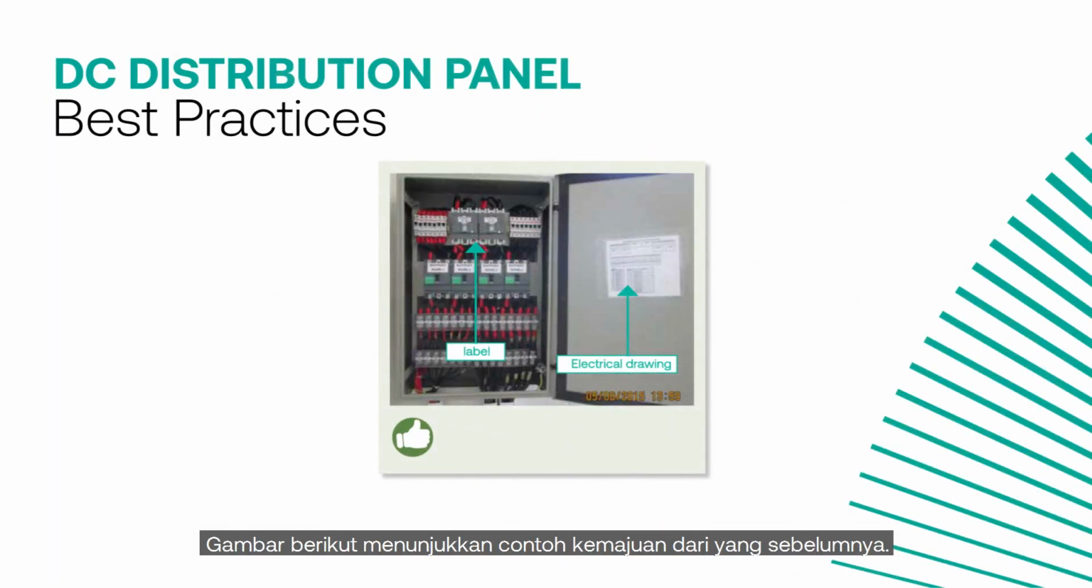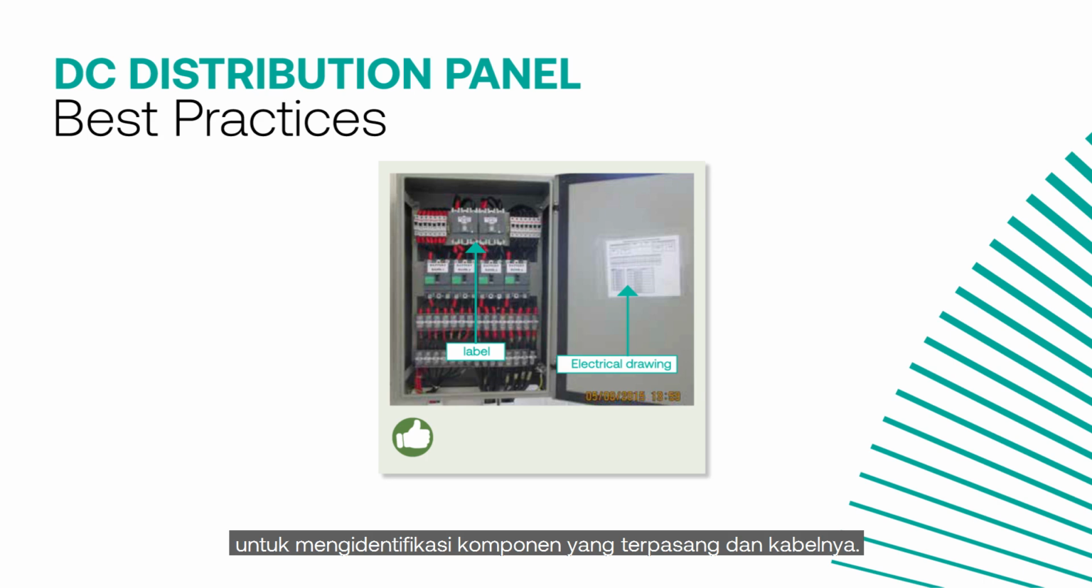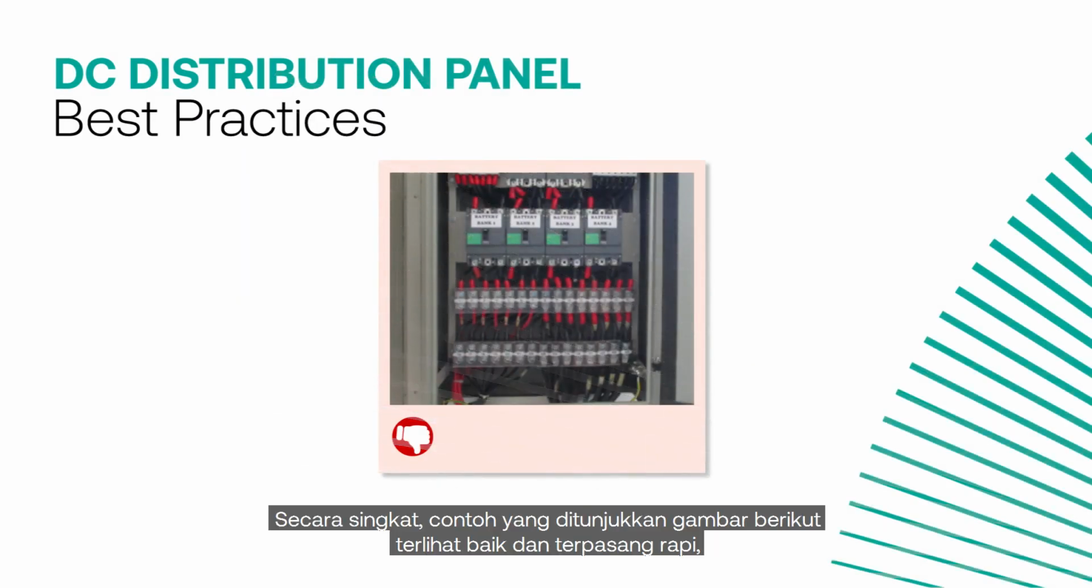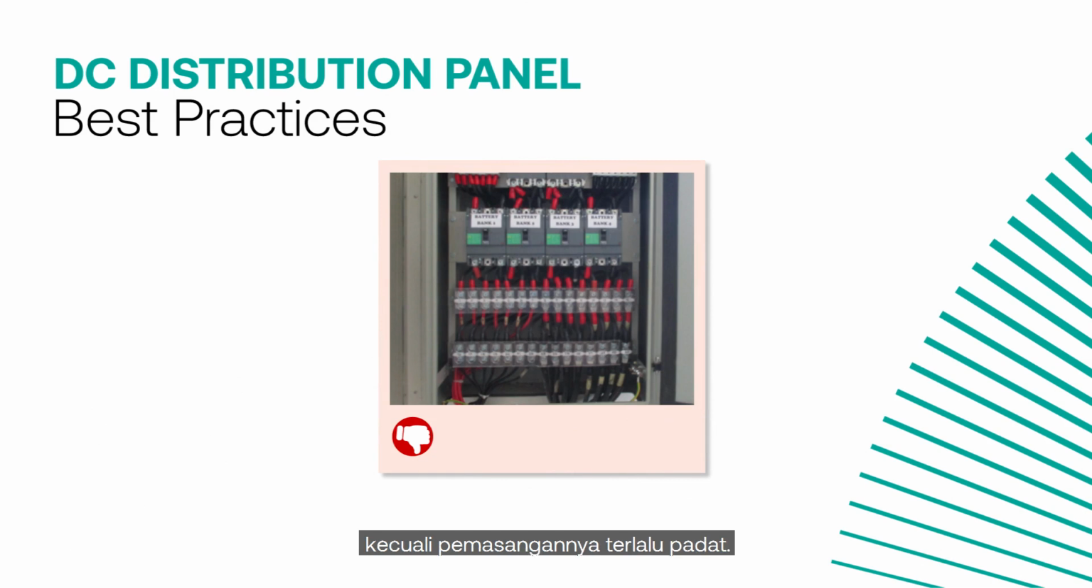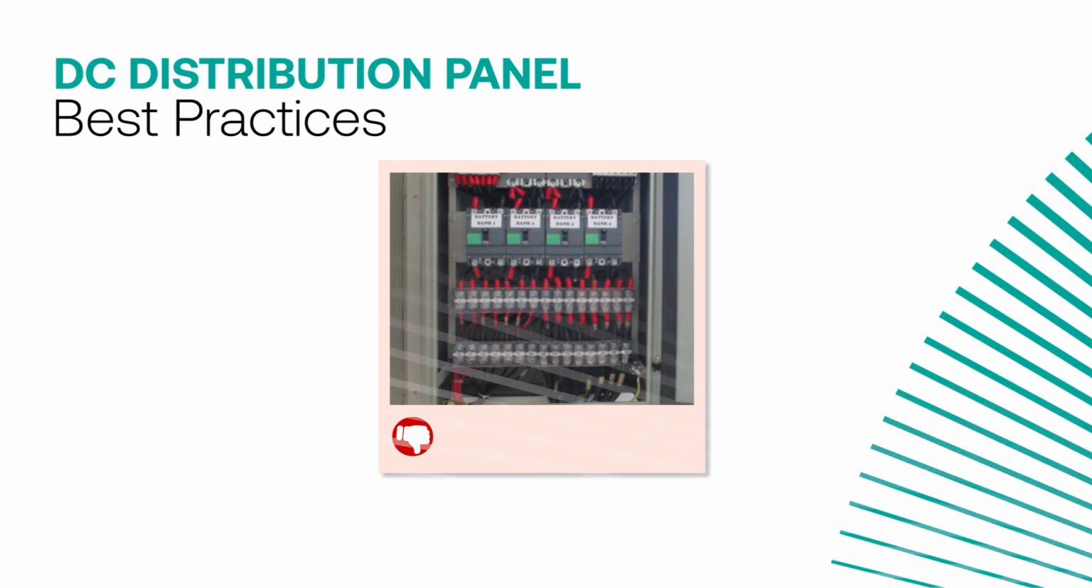This picture shows an improvement example from the previous one. Electrical drawing and label of the components are attached. It can help operator, technician, or surveyor to identify the installed components and its wiring. Briefly, the example shown in the picture looks good and neatly installed, except that the installation is too dense. Dense installation may cause some difficulties for measurement and maintenance.